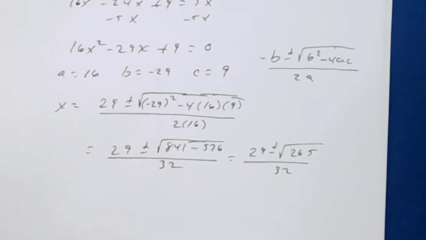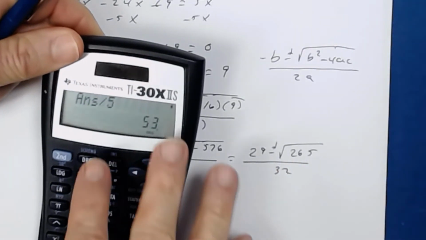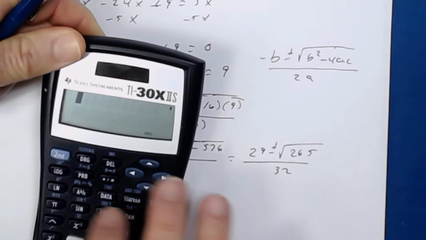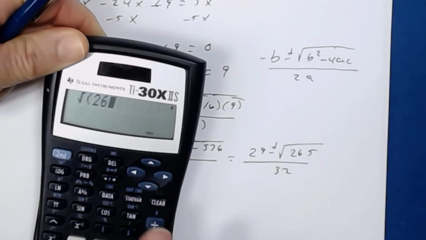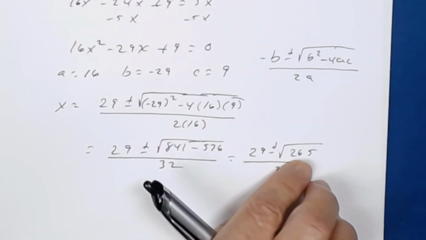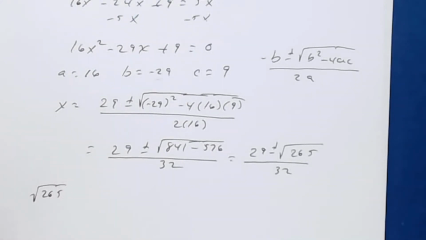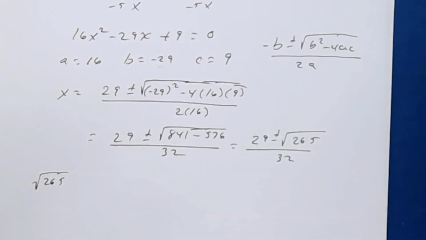Okay, all right, so that's where I'm at. Now, 265 is not a perfect square. You can check on that and see. If you check the square root of 265, you get that, right? So we know it's not a perfect square. But you have to ask yourself, can I simplify the square root of 265? You need to, if you can.